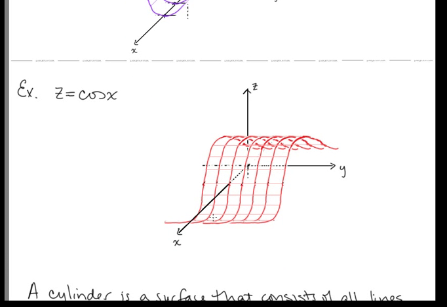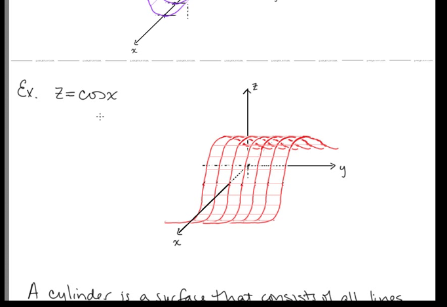Same thing with our z equals cosine x here. Of course, the equation would change if we rotated it, but we could rotate this surface and it would still satisfy the definition of a cylinder, although it wouldn't be nearly as easy to describe. So we're going to stick to the simpler ones to describe for now.